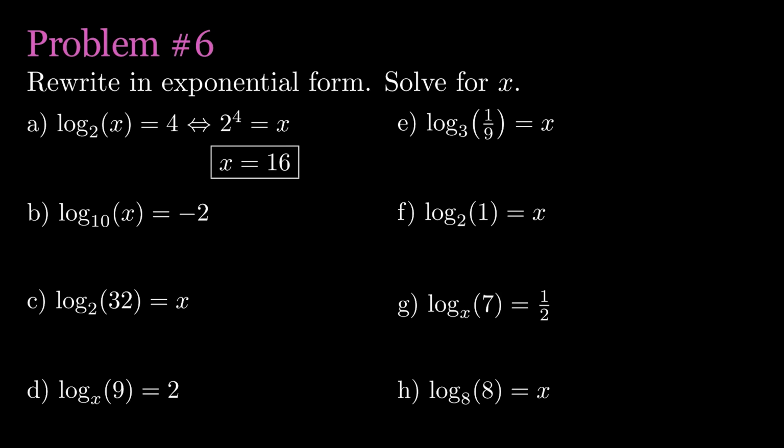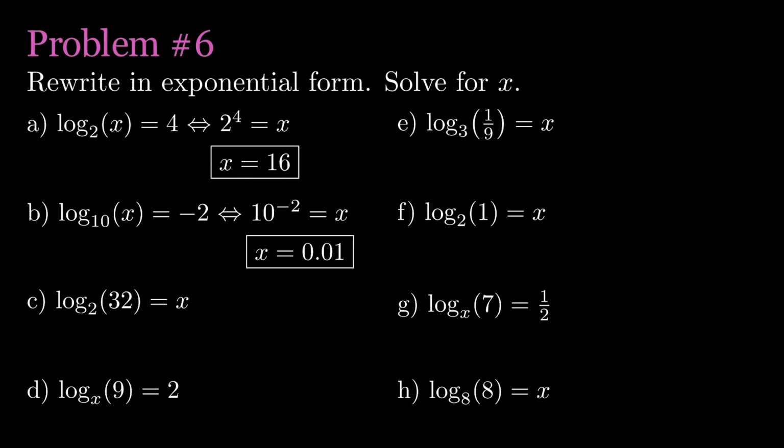In part B, x is also the input of the logarithm. The base of the logarithm is 10, so it will become the base of the exponential. The value of the logarithm, that means the exponent, is negative 2. And that input is x. So the exponential form will be 10 to the power of negative 2 equals x, again immediately giving us the value for x to be 1/100th.